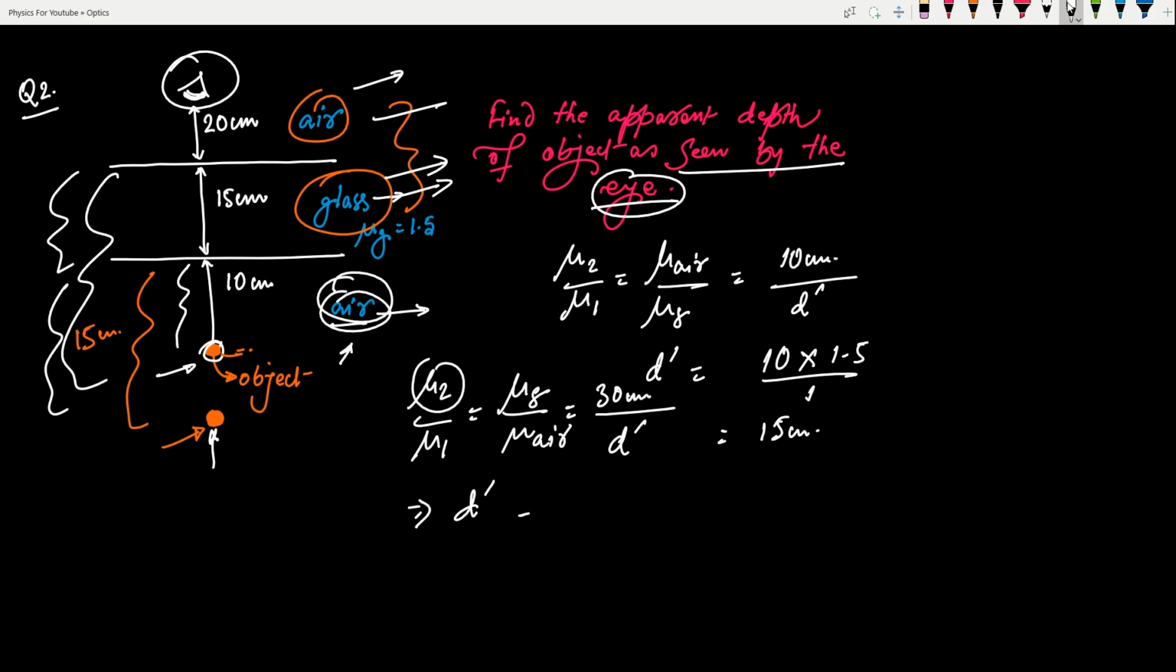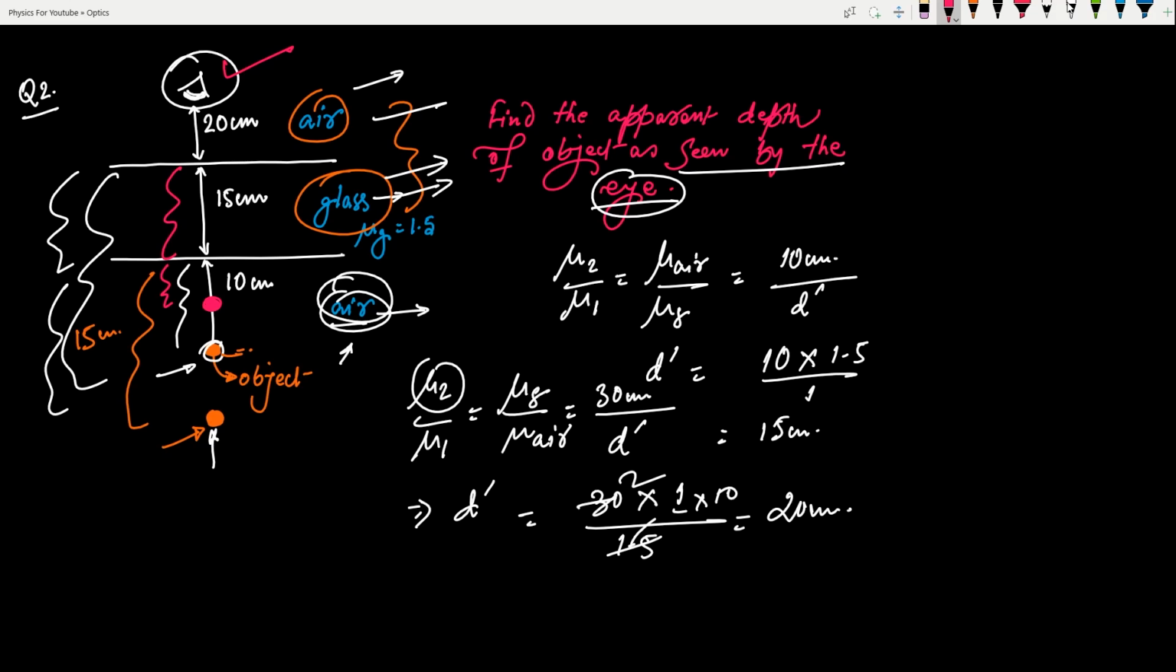So d dash will be 30 centimeter into the refractive index of air, which is 1, divided by the refractive index of glass, which is 1.5. Now if you solve this, then we will get 20 centimeter. Simple as that. Therefore the object will be somewhere here, like 15 centimeter, and this will be 5. So 15 plus 5, we will get 20 centimeter. The object will be here if we keep our eye in this medium.